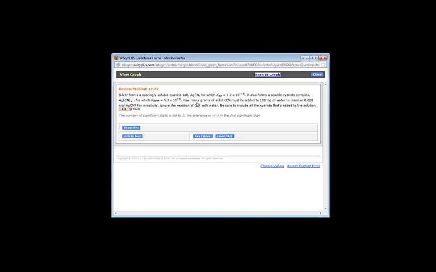The question is, how many grams of solid potassium cyanide must be added to 100 mL of water to dissolve 0.028 moles of silver cyanide? For simplicity, ignore the reaction of cyanide with water. Be sure to include all the cyanide that's added to the solution. So the first thing is that it states that we've got 0.028 moles of solid silver cyanide.